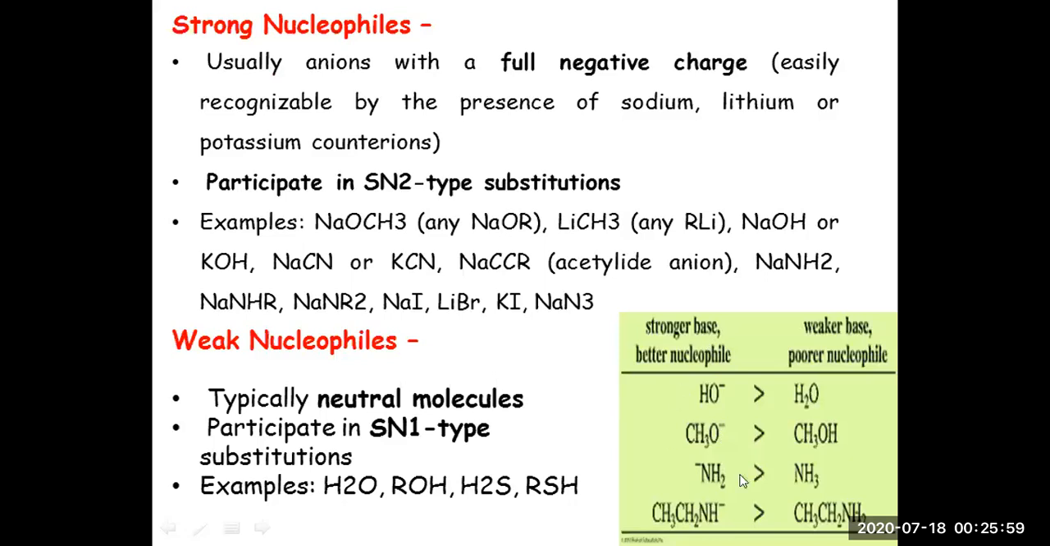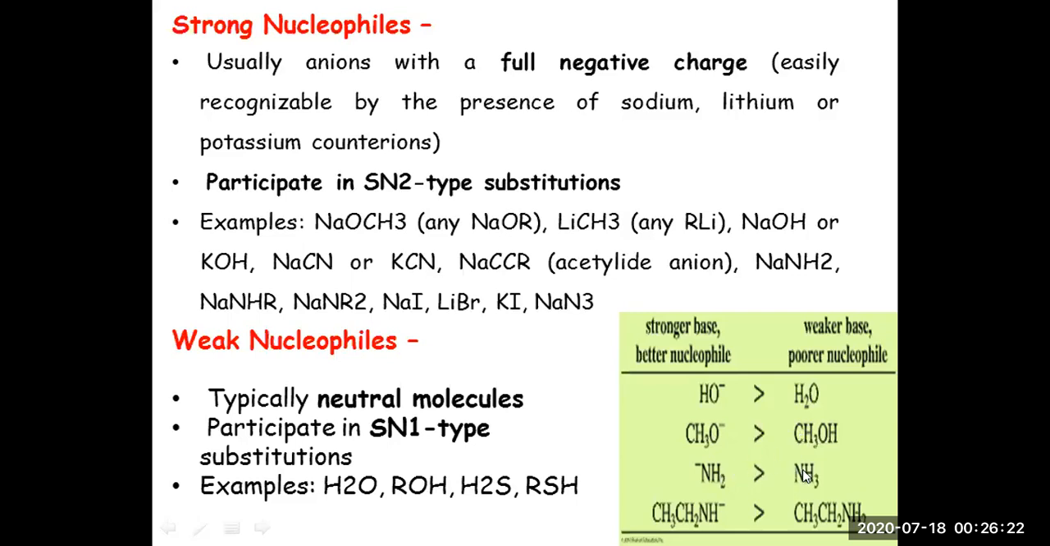So if I compare this now, let's say I've got water and OH minus. A negatively charged species will be a strong base as compared to neutral. Therefore, OH minus is a strong base as compared to water. Methoxide ion and methanol. Again, methoxide has a negative charge, becomes a strong base as compared to methanol.